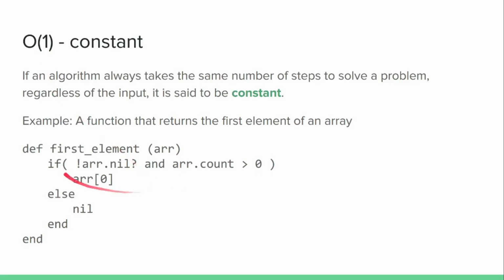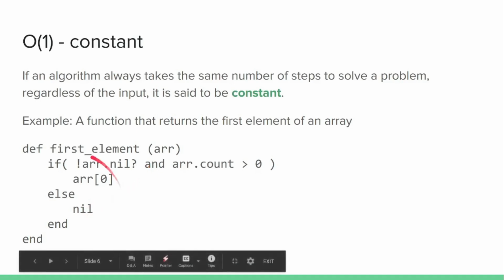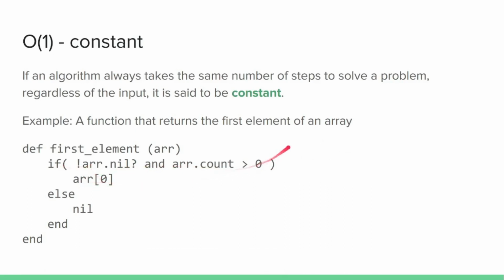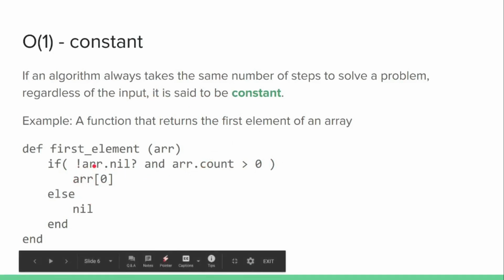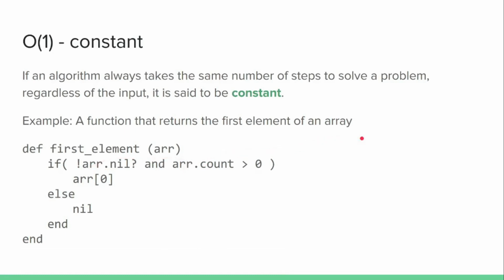So in this implementation, we do a check to see if our array is empty or null, and if it is, then we just return null, and otherwise we return the first element. So we have a couple of steps here, maybe 3 steps at most. We do an evaluation. Actually, it's 2 steps. We have an evaluation and then we return a value, but we still consider this constant complexity because we execute these same 2 steps no matter how big our array gets.